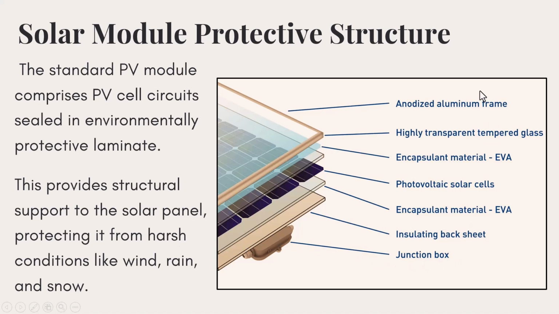So what you can see here: the anodized aluminum frame, the highly transparent tempered glass, the encapsulant material, the photovoltaic cell itself, another encapsulant material, the insulating backsheet, and the junction box. All of these are targeted at protecting the solar cell itself from harsh environmental conditions. So all of these things help to seal the solar cell in a protective laminate.